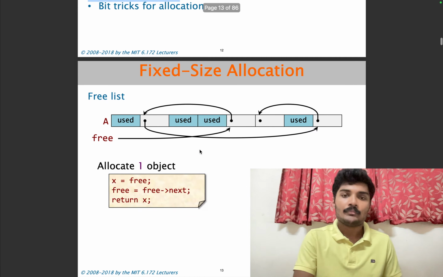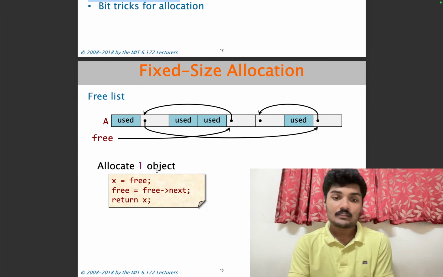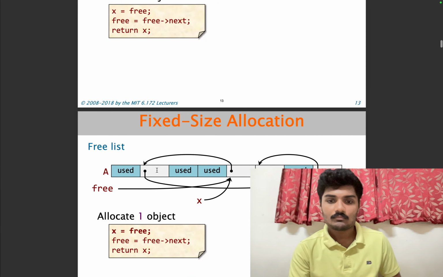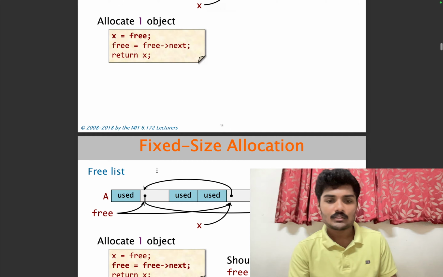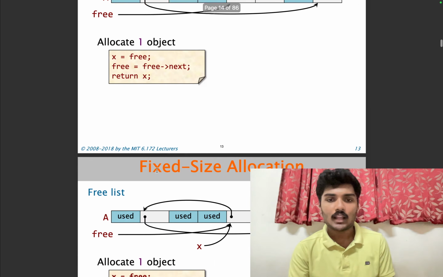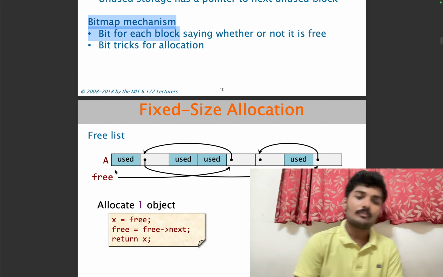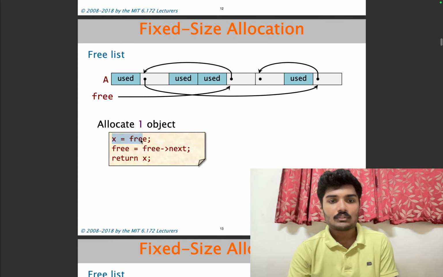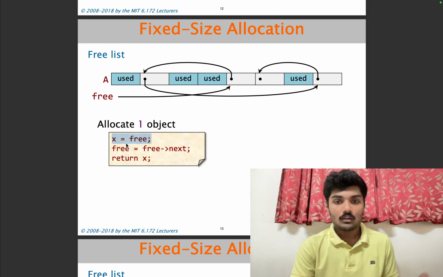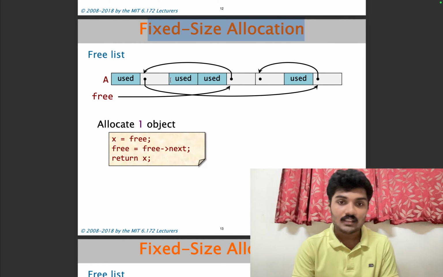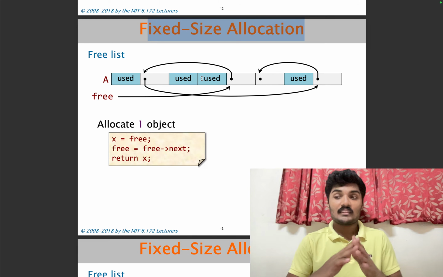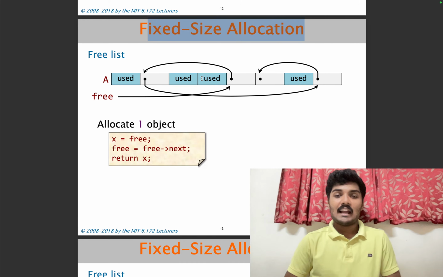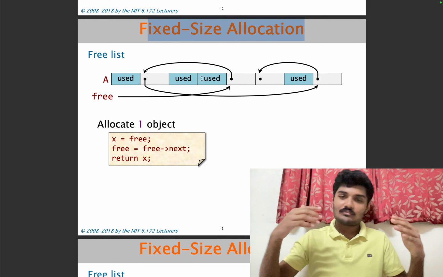But yeah, let's go. So fixed size allocation. Let's say I have to allocate some memory. This is the first fit one, but let's go. Let's say x is equal to free. Let's say I want to allocate one object. This is for fixed size allocation, by the way. All of these sizes are fixed. So this is really bad because there will be a lot of internal fragmentation and we don't want that, but let's just discuss it for now.